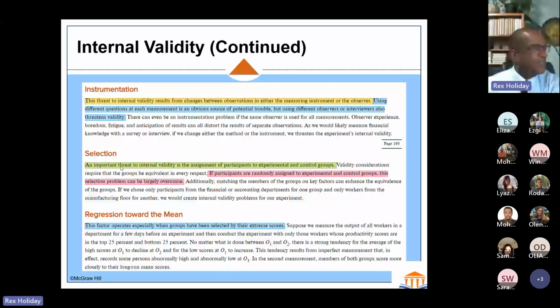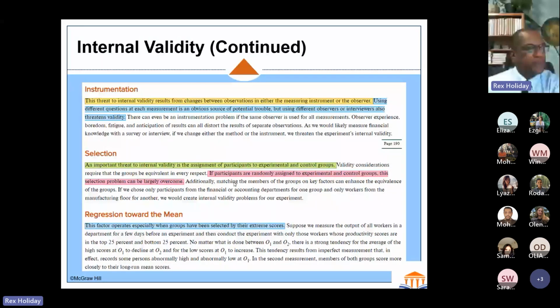But so selection, an important threat to internal validity, is the assignment of participants to experimental and control groups. We talked about that. The videos also talked about that. If participants are randomly assigned to experimental and control groups, this selection problem can be largely overcome. So I think we're starting to understand why it's important to randomly assign participants.